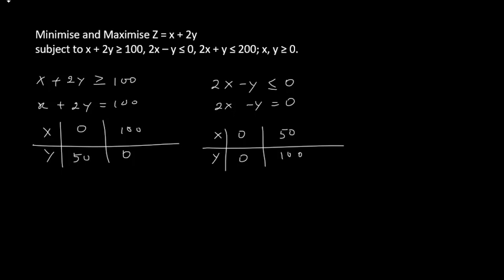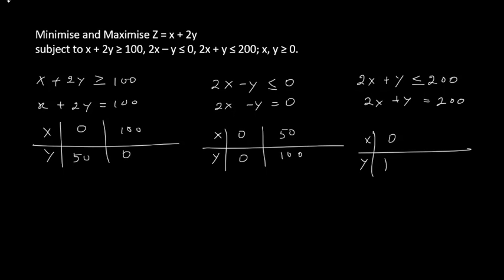And third equation is 2x plus y less than or equal to 200. Now here my equation is 2x plus y equal to 200. When I take x as 0, I get y as 200, and when I take y as 0, I will get x as 100. Now I have to plot them on a graph paper.